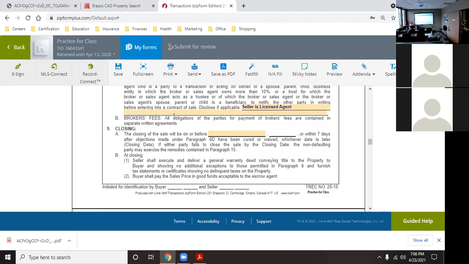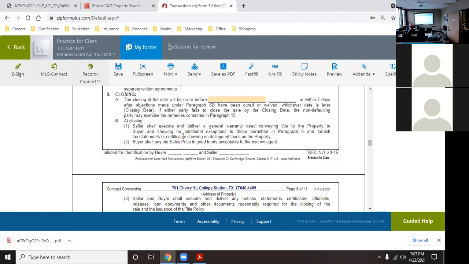Broker's fees, again, all obligations to the parties and payout of broker's fees are contained in a separate agreement, not on this contract. That is all in a separate agreement. Closing. So here we finally get to the new stuff.